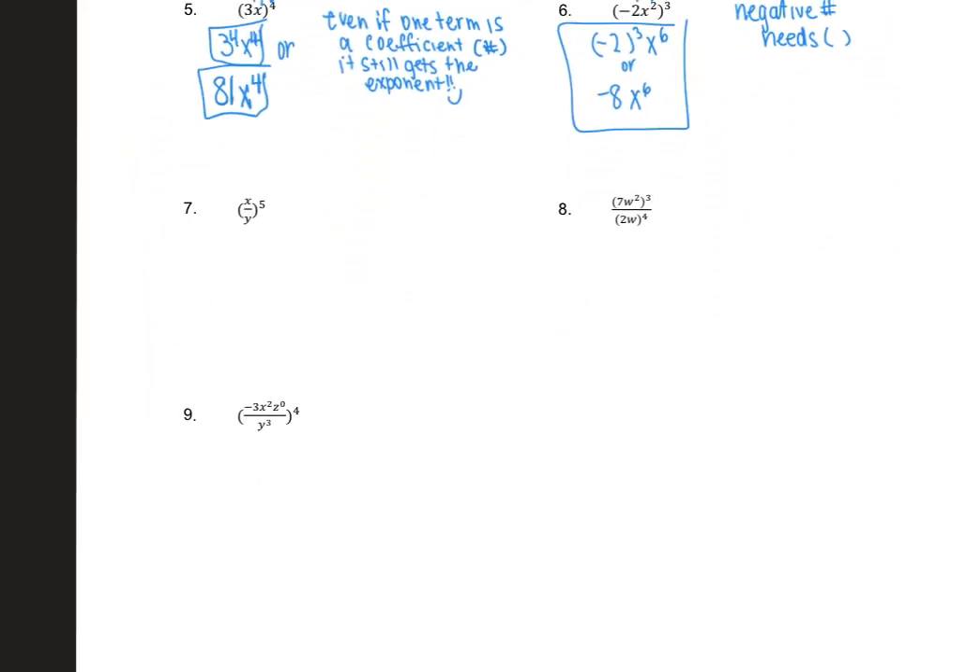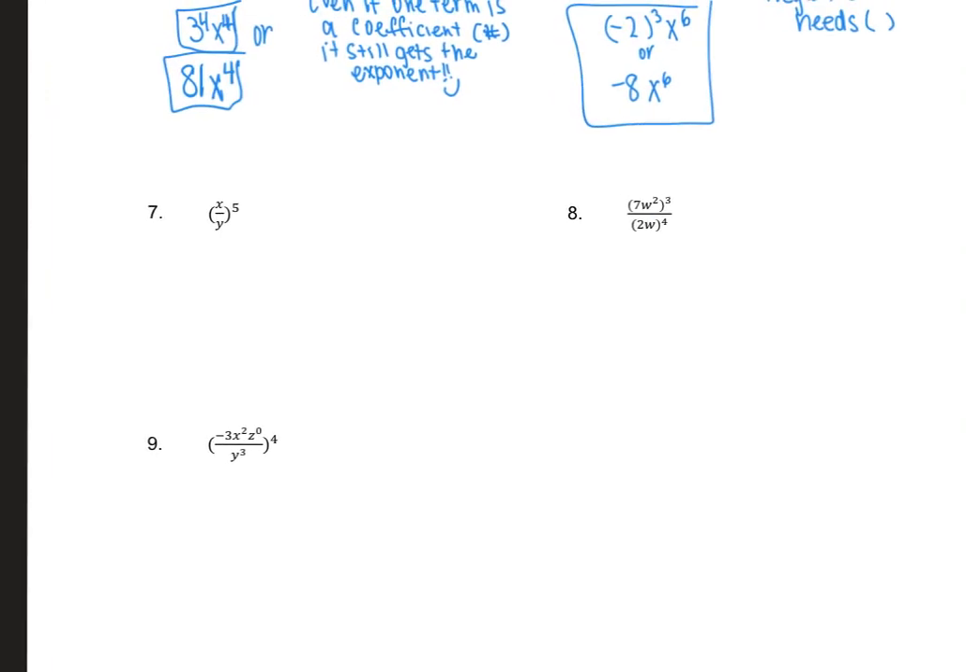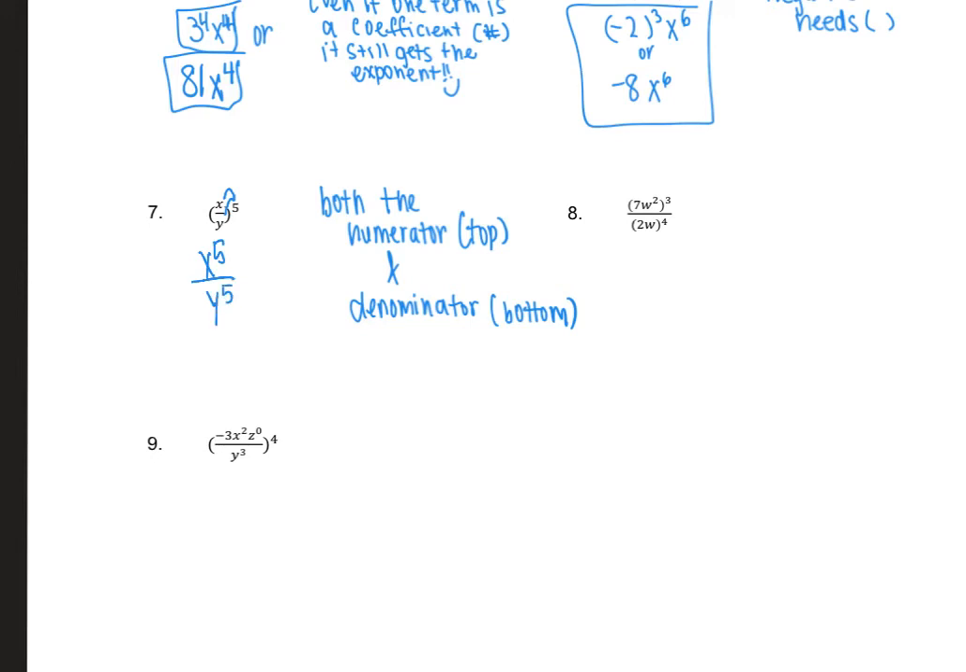Now it works the same way when it's division. So this goes into that and into that. It goes to both the numerator and the denominator, which is the top and the bottom. So it's x to the fifth, y to the fifth, and we're done.